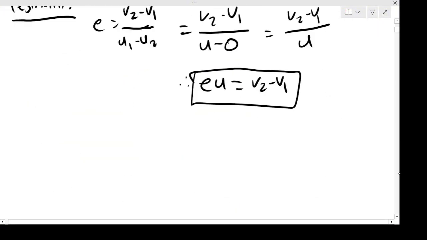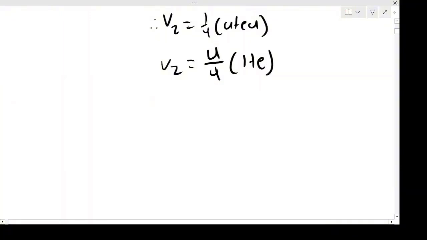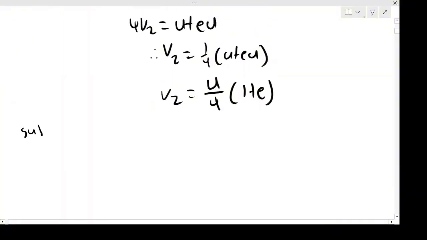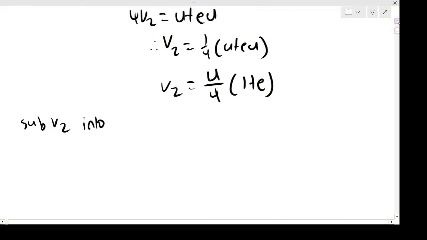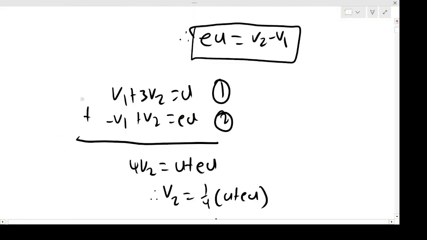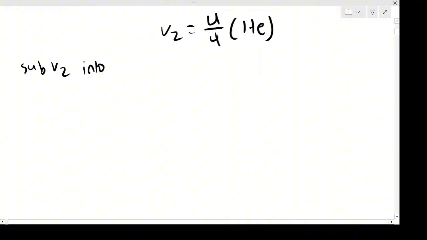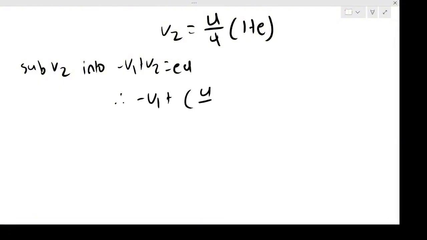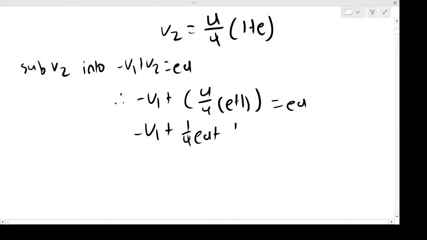Then the speed of A. So we know what v2 is. I'm going to sub v2 into one of the equations. So let's substitute it into, let's say this one here. Minus v1 add v2 equals eu. Therefore, we can say minus v1 add v2, which is u over 4 lots of e plus 1, that's going to equal eu. If I expand this, I'm going to get a quarter eu plus a quarter u equals eu. Hopefully happy with that expansion.